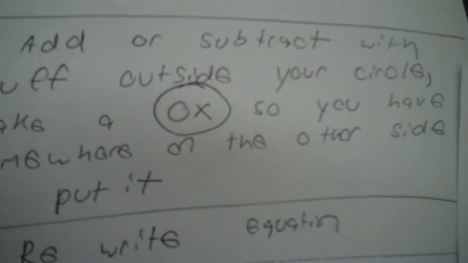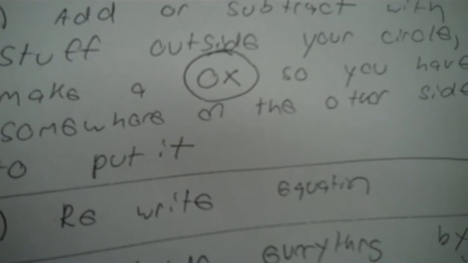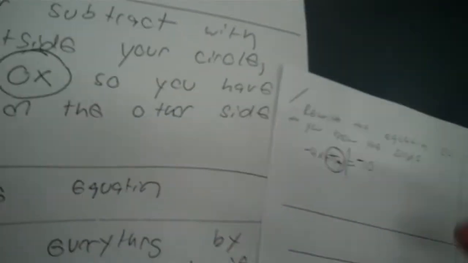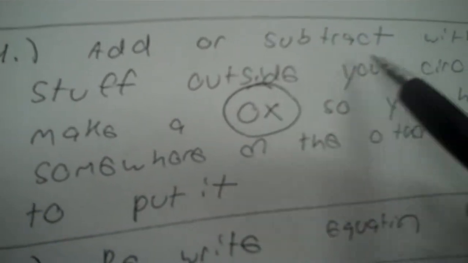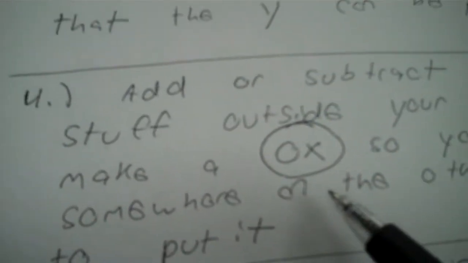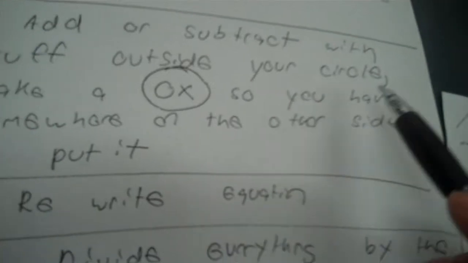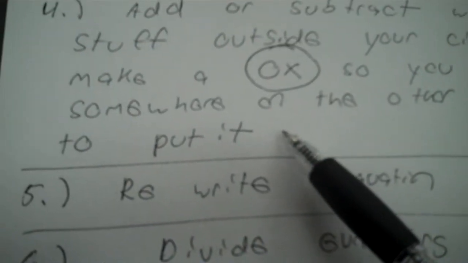Okay, add or subtract with stuff that's outside your circle, okay? So outside the circle, you have a negative 4x. Well, you have to either add or subtract that so it goes off of that side. But the problem is we don't have an x over here, okay? So we're going to make our own. We're going to put a plus 0x, okay? That's what it says, add or subtract with stuff outside your circle. Make a 0x so you have somewhere on the other side to put it, okay?